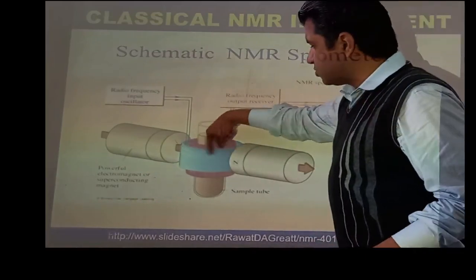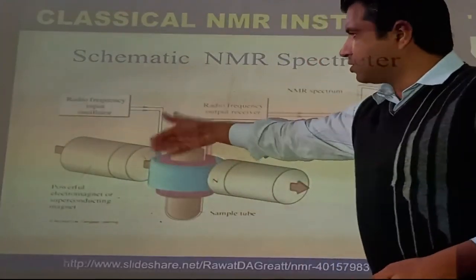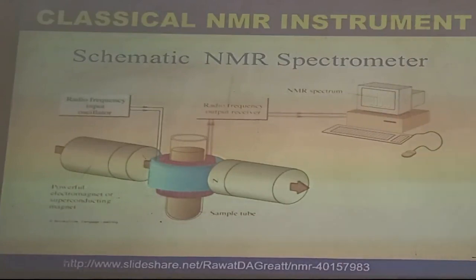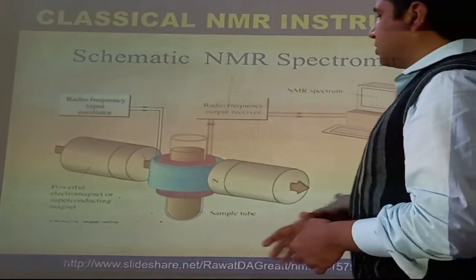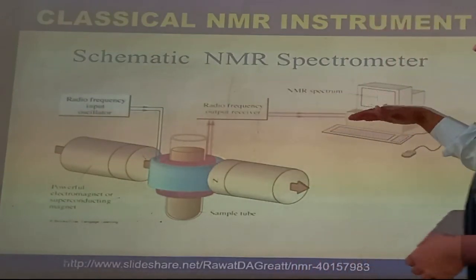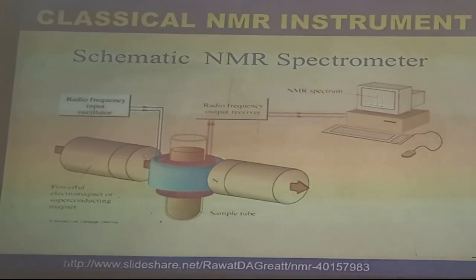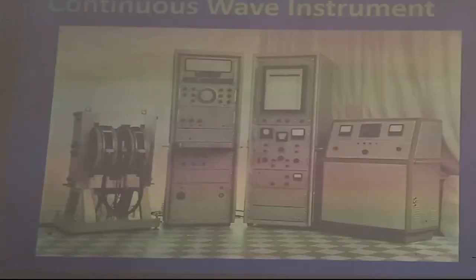And here you can find these blue wires. These are the radio frequency transmitter lines which provide radio frequency to your sample, and then it takes the signal to the computer where it is recorded in the form of a spectrum, right? So the classical instruments, or the obsolete instruments that were used decades ago, were known as the continuous wave NMR spectrophotometers, and this is what they look like.